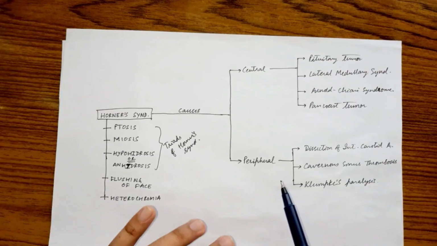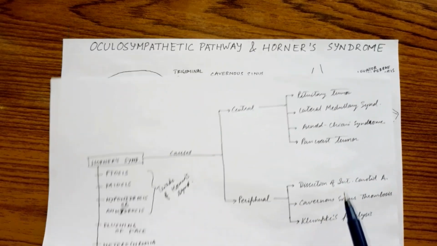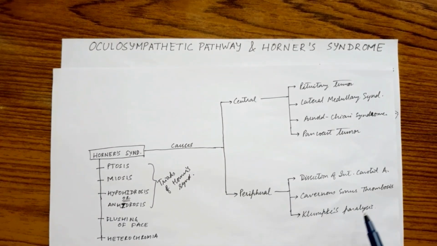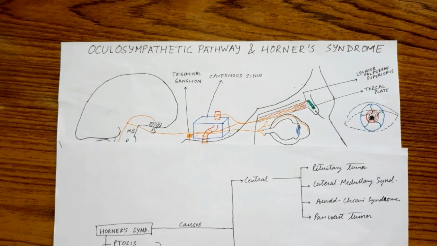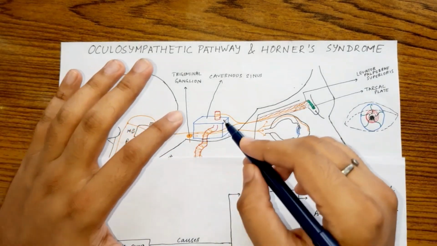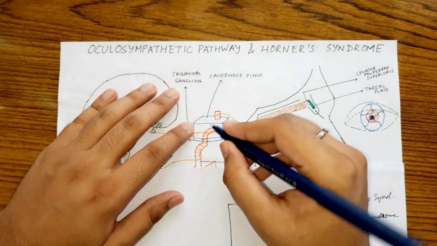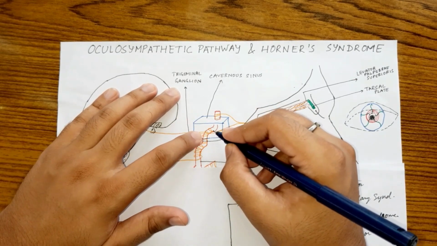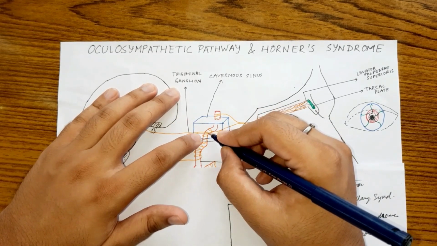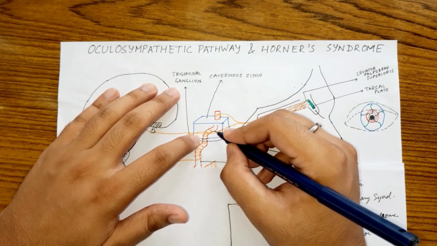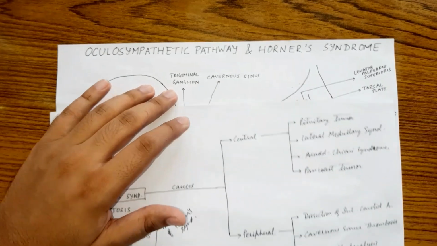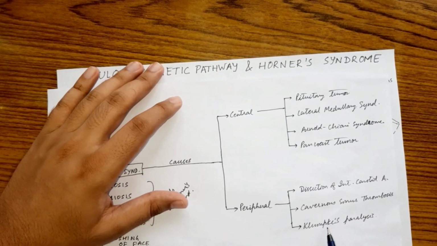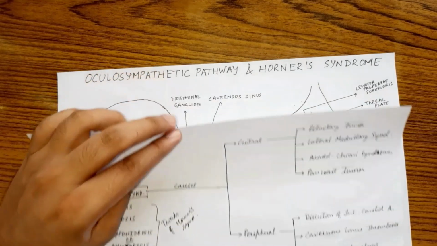Now let's come to peripheral causes. Peripheral causes may be due to dissection of internal carotid artery, or cavernous sinus thrombosis, or Klumpke's paralysis. Cavernous sinus thrombosis, I would like to mention here, is the thrombosis of the blood inside the cavernous sinus. The thrombosis could lead to damage to the sympathetic fibers around the internal carotid artery. Klumpke's paralysis is caused due to the involvement of T1, and it is characterized by the claw hand deformity.